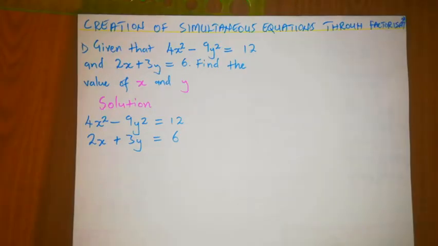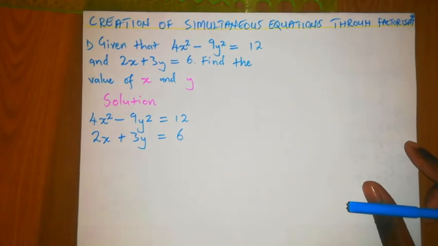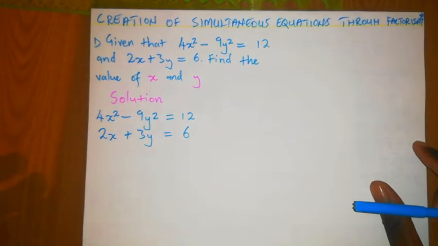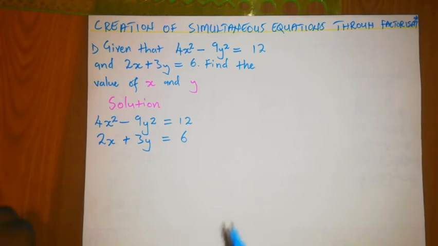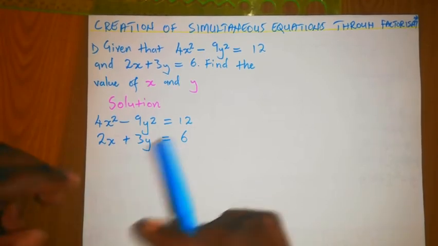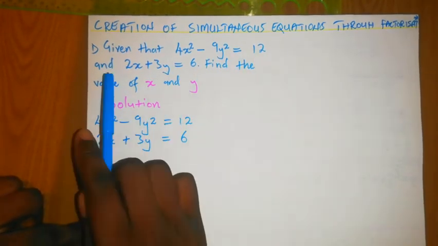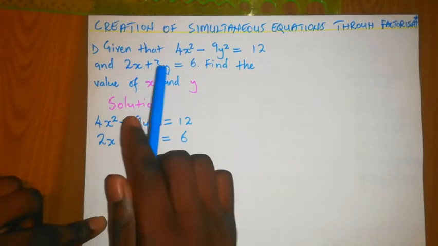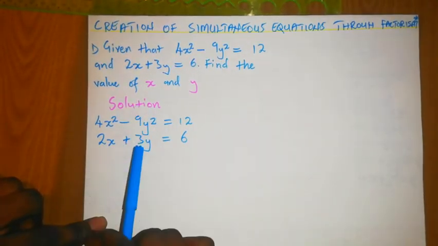Okay guys, we are now doing simultaneous equations that are being created through factorization. The basic form of factorization that will be used here is the difference between two squares. So in this case, there is the question: given that 4x squared minus 9y squared is equal to 12 and 2x plus 3y is equal to 6, find the value of x and y. So here is the solution.